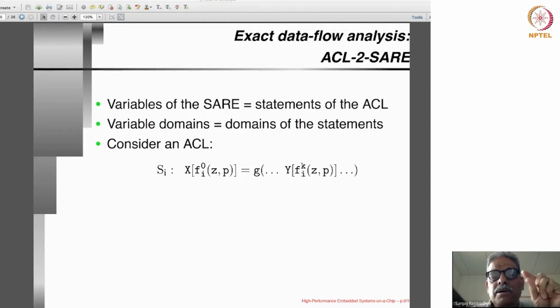So now is the subscript and superscript of my notation clear? Subscript I indicates the reference function came from which statement, SI or SJ, etc. And remember, in my program, there are many statements. I'm just making a list of statement labels. Associated with each reference in each statement, there is a memory access function, F. If that memory access function happens to be a write reference, then the superscript of that function in my notation is going to be 0.